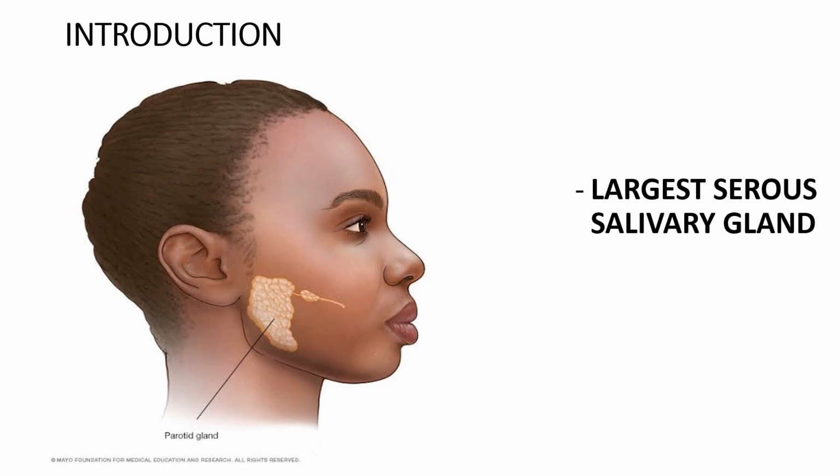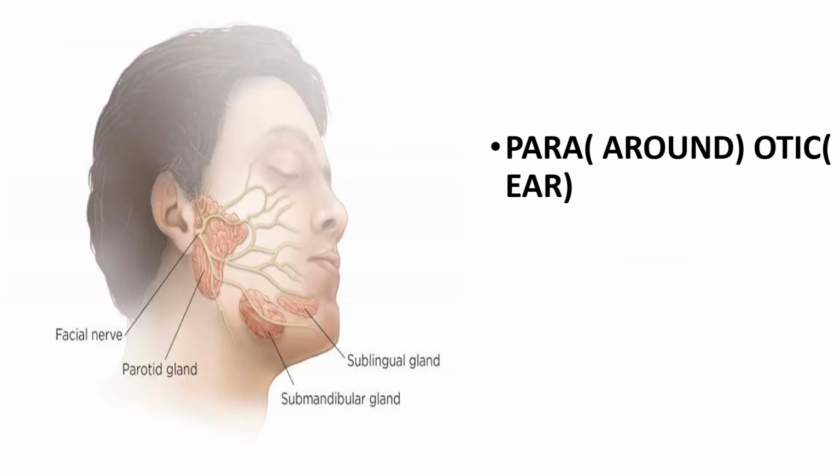Now students, the parotid gland, the region that you are seeing here, that is the parotid gland. You can see it is in front of the ear. It is the largest serous salivary gland. Now parotid, what is the meaning of this? Para means around, otic means ear. So this gland, which is the parotid gland, is around the ear. That is why it is called parotid.